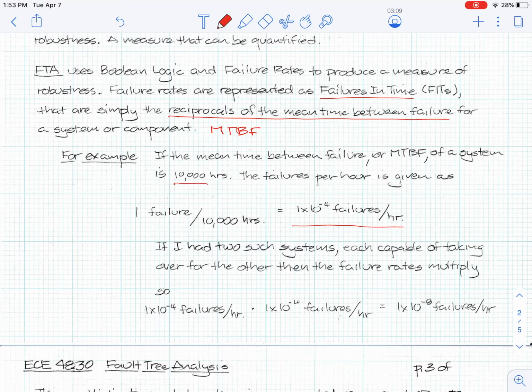If I had two systems and one was capable of taking over for the other, then the failure rates multiply. So I've got 1 times 10 to the minus fourth times 1 times 10 to the minus fourth. And this would be my ultimate failure rate, 1 times 10 to the minus 8 failures per hour. You could flip that over and get your mean time between failure.